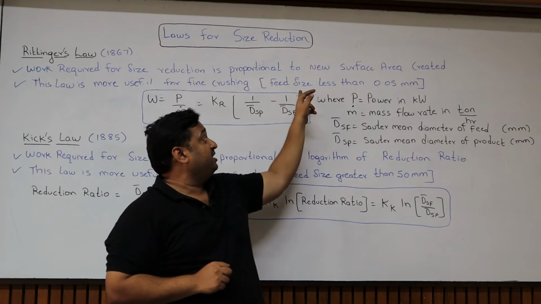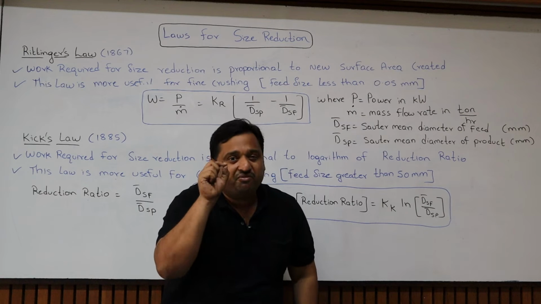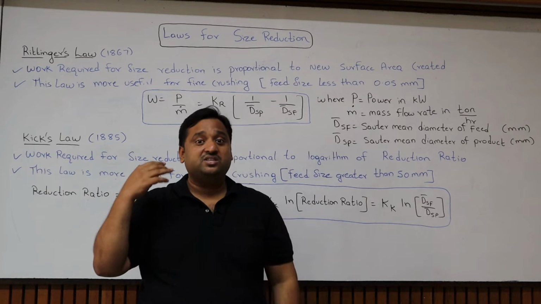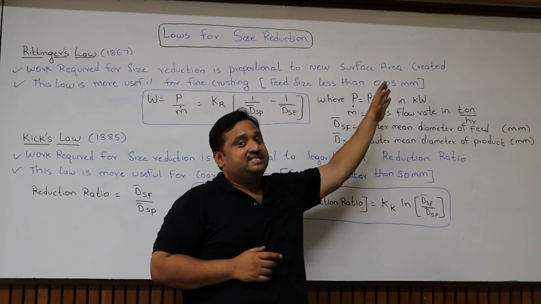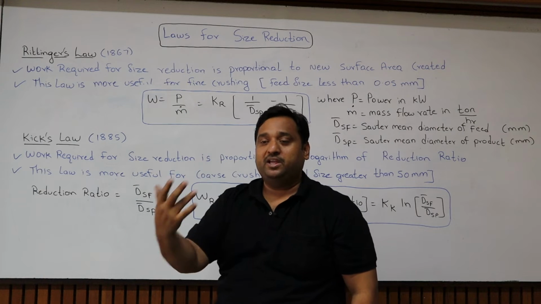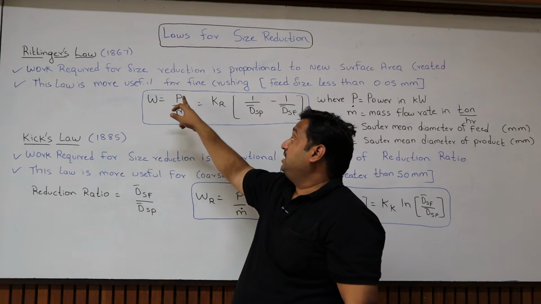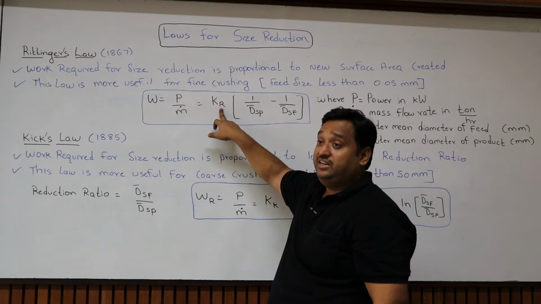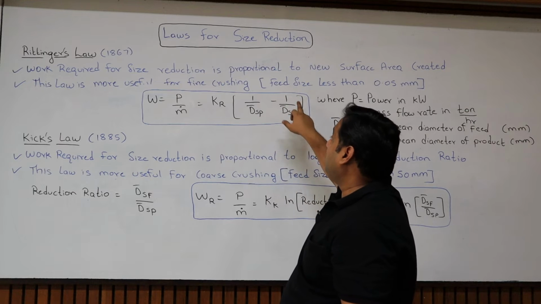Fine crushing means sizes less than 0.05 mm, which come under fine crushing and ultra fine crushing. For the crushers which deal with particle sizes less than 0.05 mm, Rittinger's law is more applicable. For this law, the work required, which is power by mass flow rate, is P/m = Kr (1/d̄Sp − 1/d̄Sf), where Kr is Rittinger's constant.